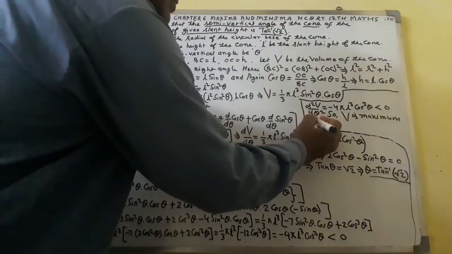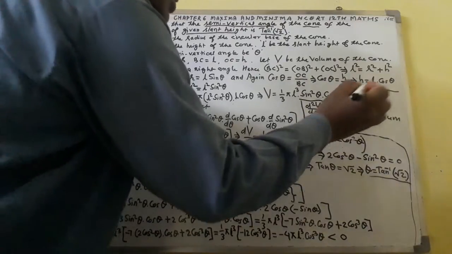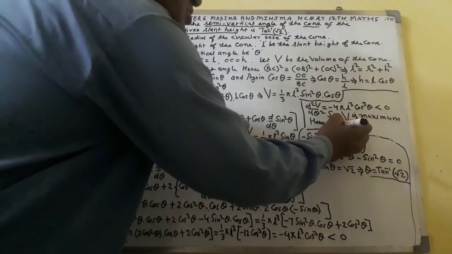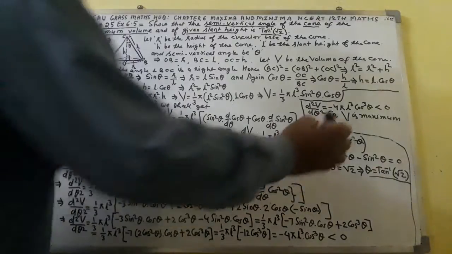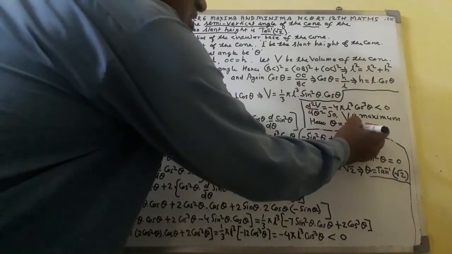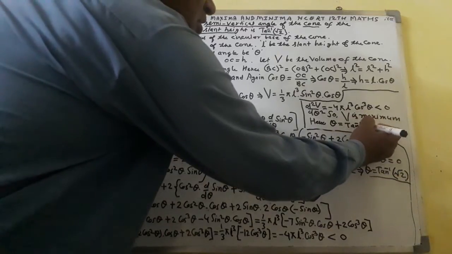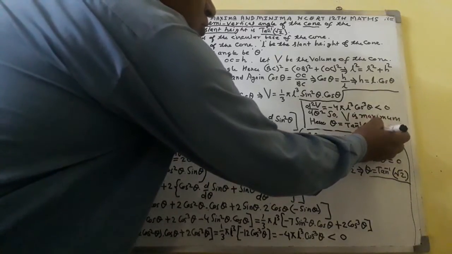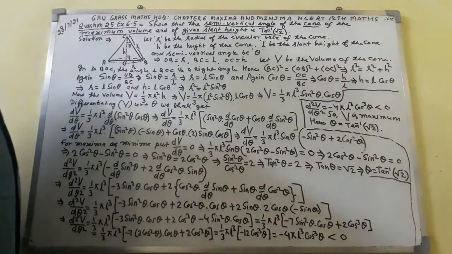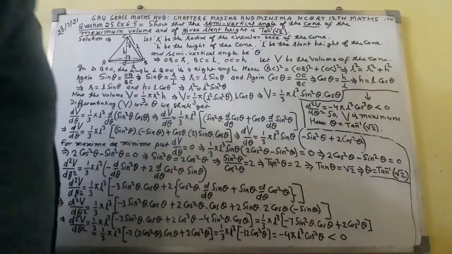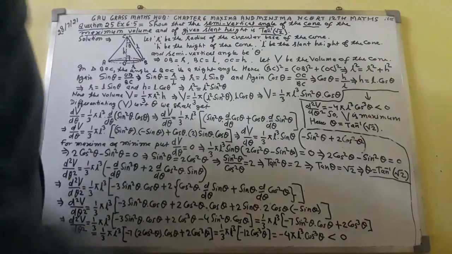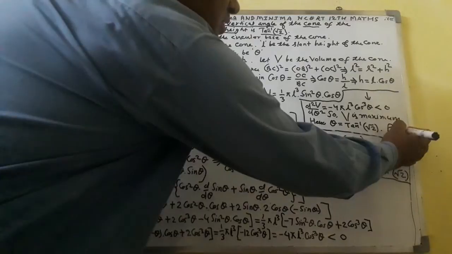Hence theta, that is semi-vertical angle of the cone, theta equal to tan inverse under root 2 we shall get. This thing we have to write. This will be the correct answer. I have finished. Proved.